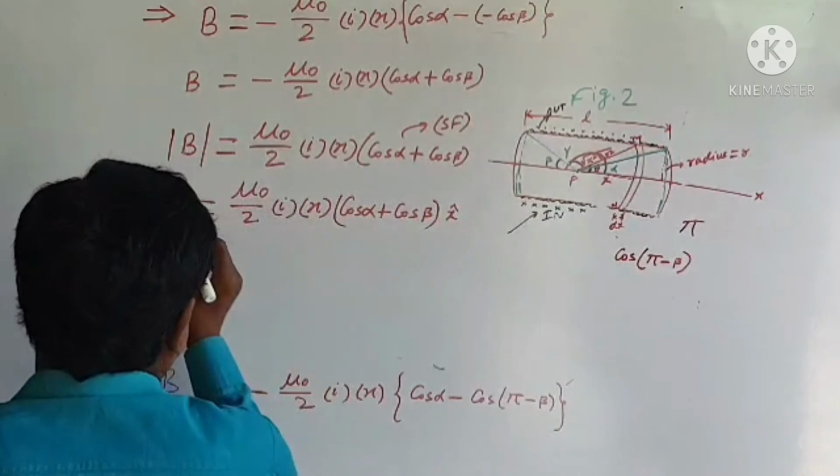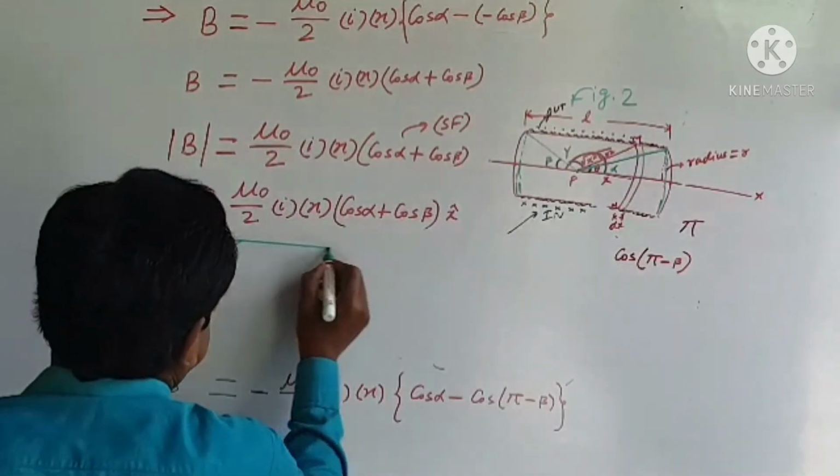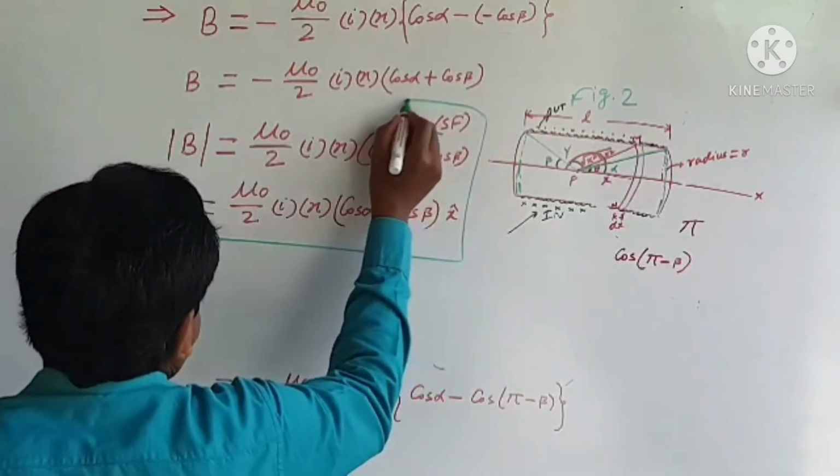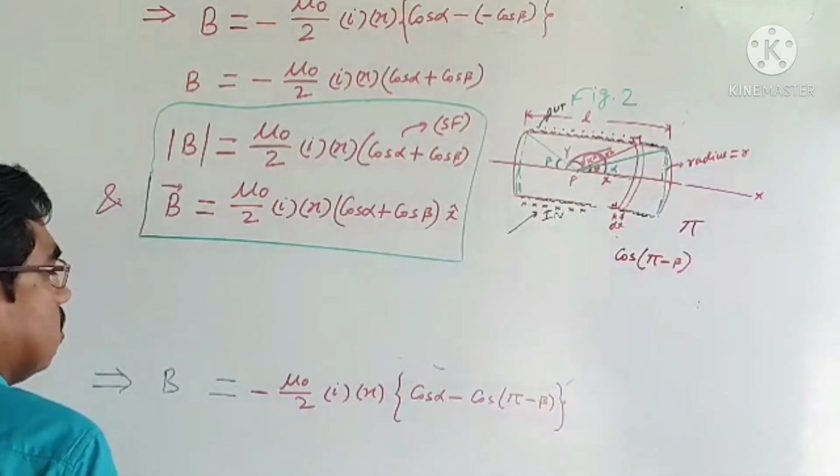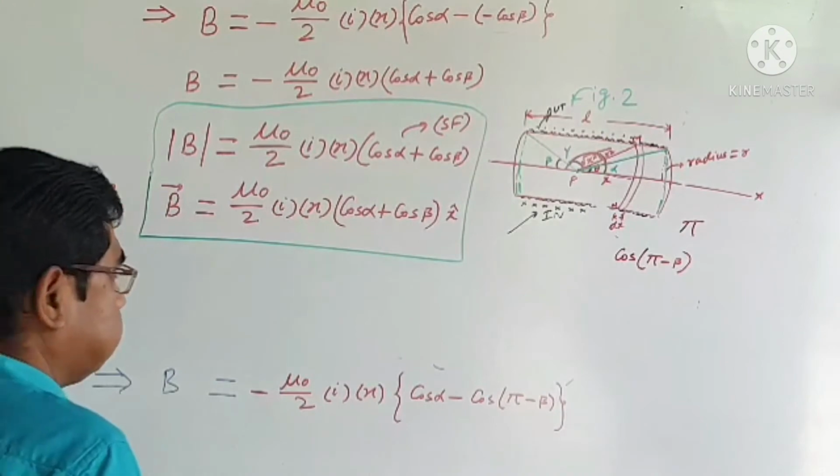Now, this is the required result: the magnetic field intensity at point P due to flowing current I through a solenoid having finite length L. Okay.